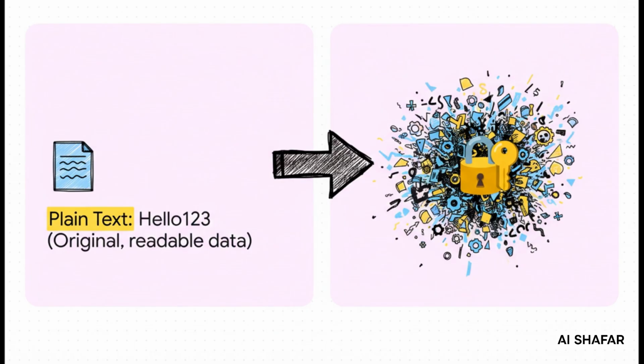And wow, is that transformation dramatic. I mean, look at this. Hello 123 just turns into this random jumble of characters. And that's the whole point. Without that one specific key, this scrambled mess is completely useless to anyone who might be snooping around.